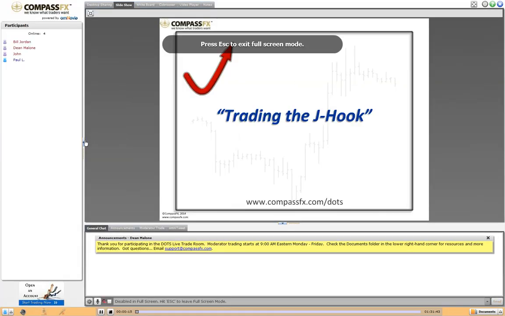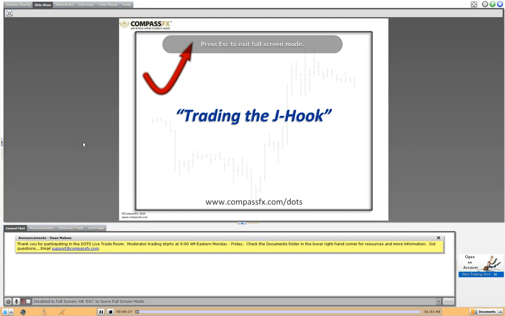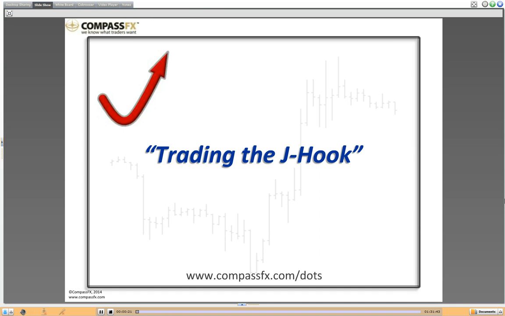What we're going to do over the next few minutes is simply go through the ABCs, the 1-2-3s of training the J-hook. Hopefully, Dodge Trader John will be on the line. We'll get him to participate, so I'm waiting to hear from him. He was here a moment ago, but we'll see if we can get him back on the line.